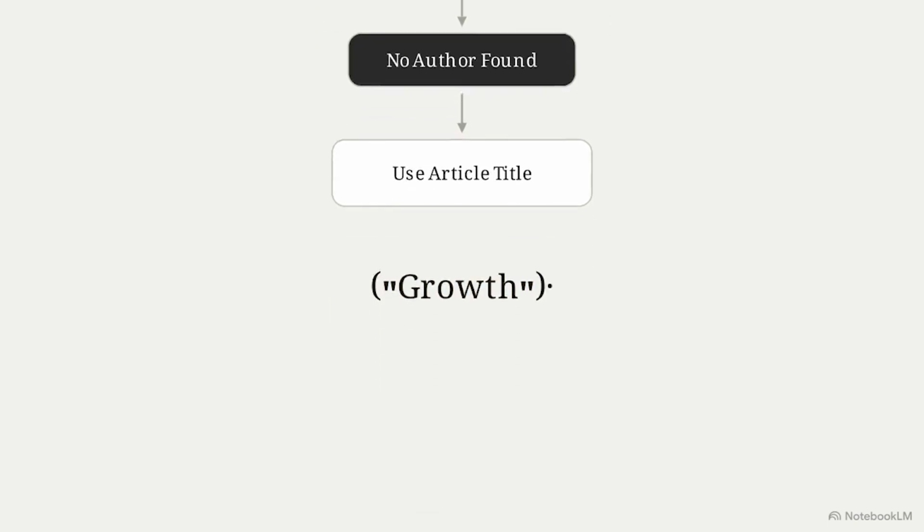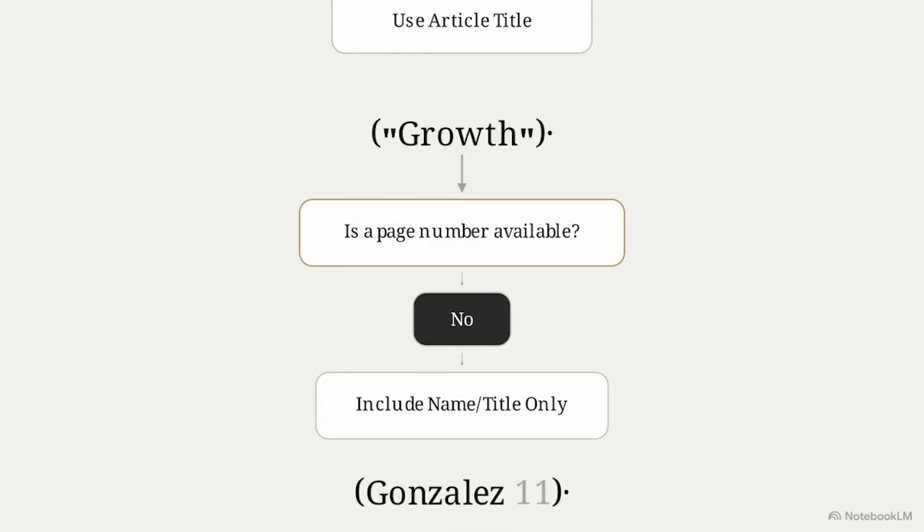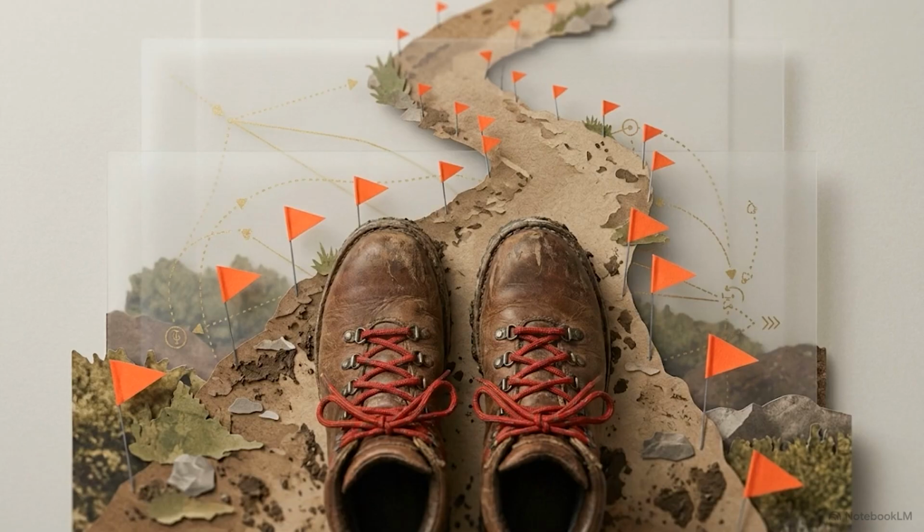Looking at these text citations, you'll see the protocol for missing page numbers. If the source provides paragraph numbers, you use those. If there are no numbers at all, you simply leave them out. You never invent a page number. Even when data is missing, applying these specific rules provides your reader with an unbroken logical trail to find the original material themselves.